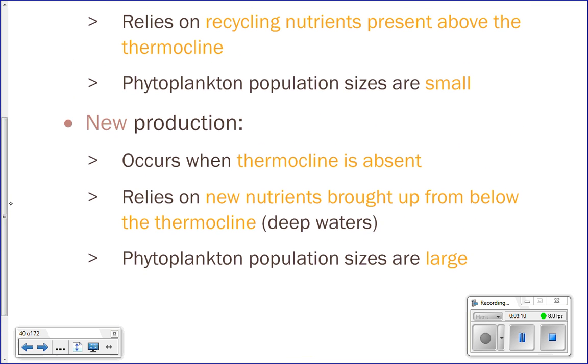New production occurs when the thermocline is absent. So if you have upwelling occurring, okay, or overturn occurring, you can get new production. Okay, and new production relies on nutrients that are brought up from the deep. And because there's lots of nutrients in the deep, lots of nutrients means lots of phytoplankton, so you can have large population sizes with new production. Yeah, does that make sense? Okay. So the population sizes are large with new production.